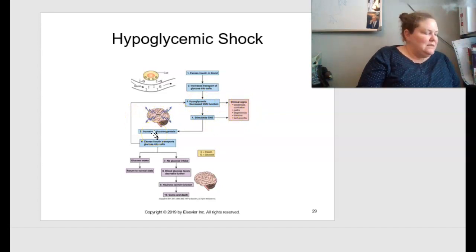And then what happens is you have increased gluconeogenesis in step 5 here. And then for step 6, this excess insulin can then transport glucose into the cells. Then that branches off, and you can have your glucose intake, therefore returning back to the normal physiologic state. Or you can have a complication where you would have no glucose intake, then the blood glucose levels decrease even further. The neurons can't function without that sugar, and therefore it can put you into a coma and or death.